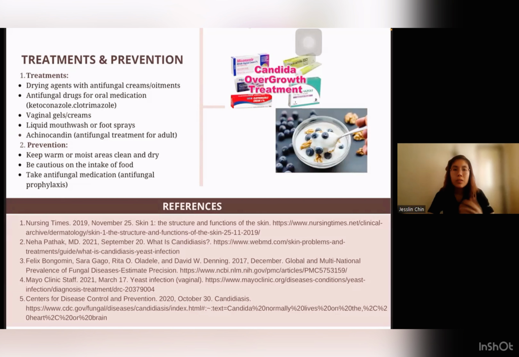Since the infection is highly likely to affect warm and moist areas, it's actually advisable to always keep those areas clean and dry. And also be cautious about what we eat every single day to maintain the so-called good and bad bacteria in our gut. And for higher risk individuals like those undergoing chemotherapy, organ transplant patients, and so on, it's better for them to take antifungal medication in order to avoid infection.